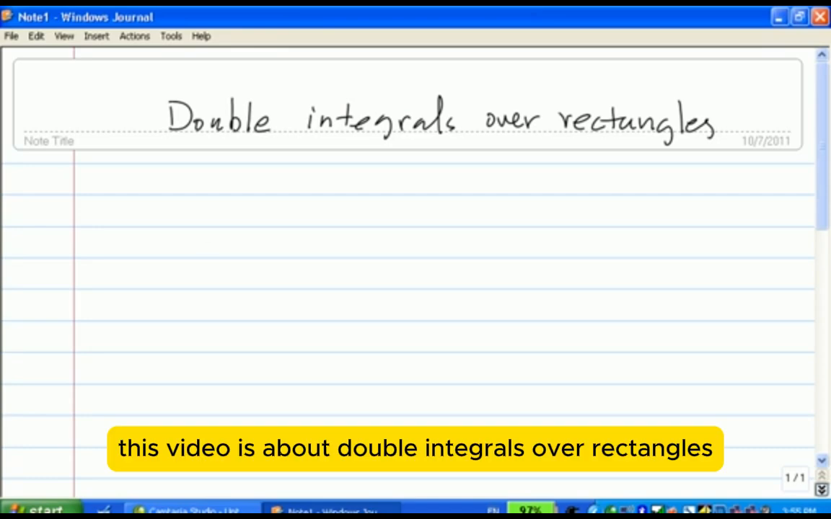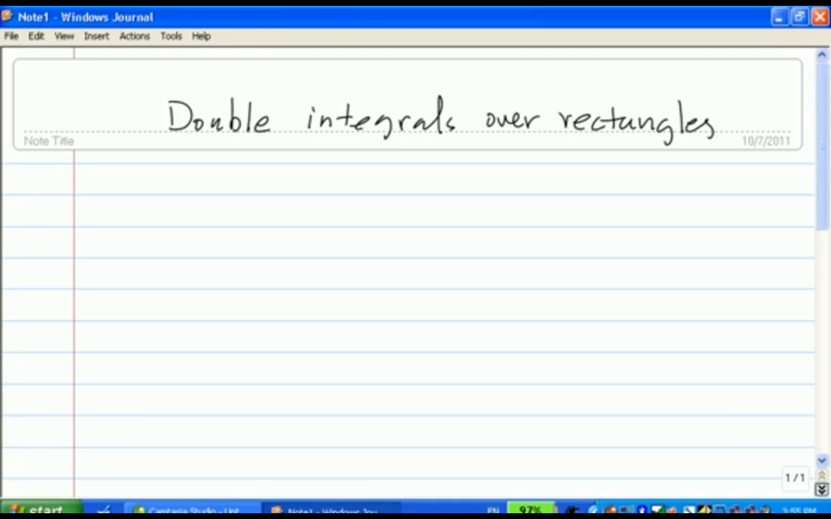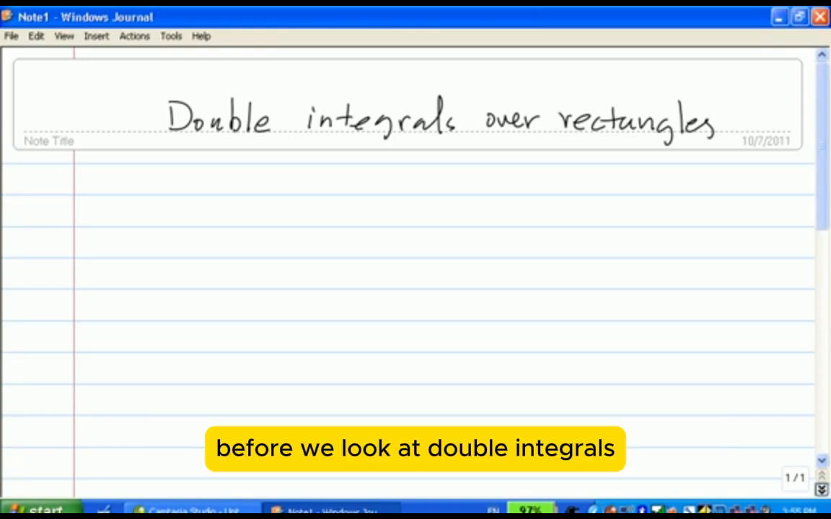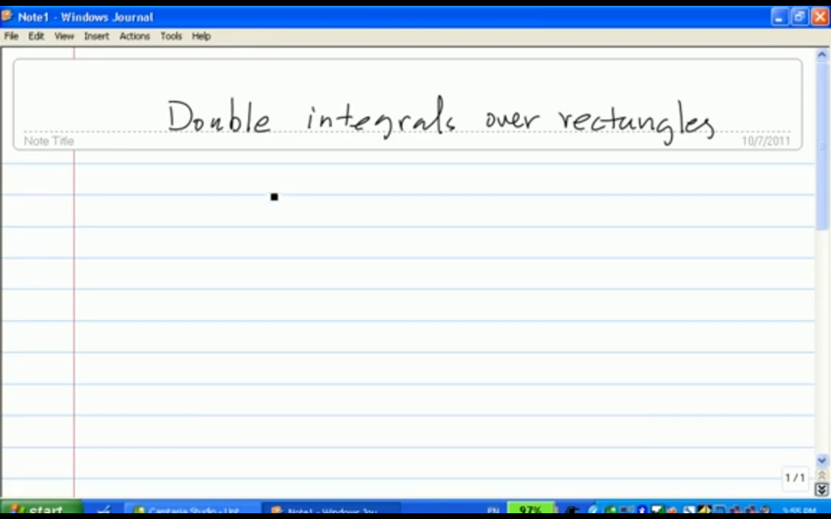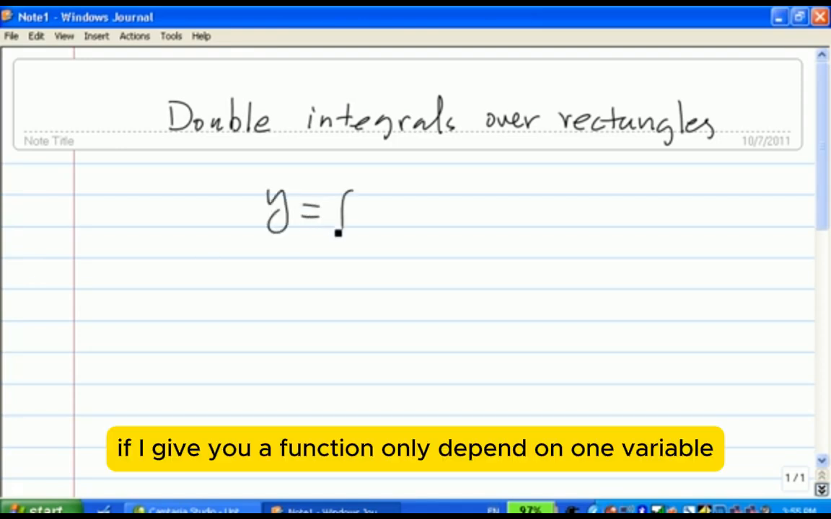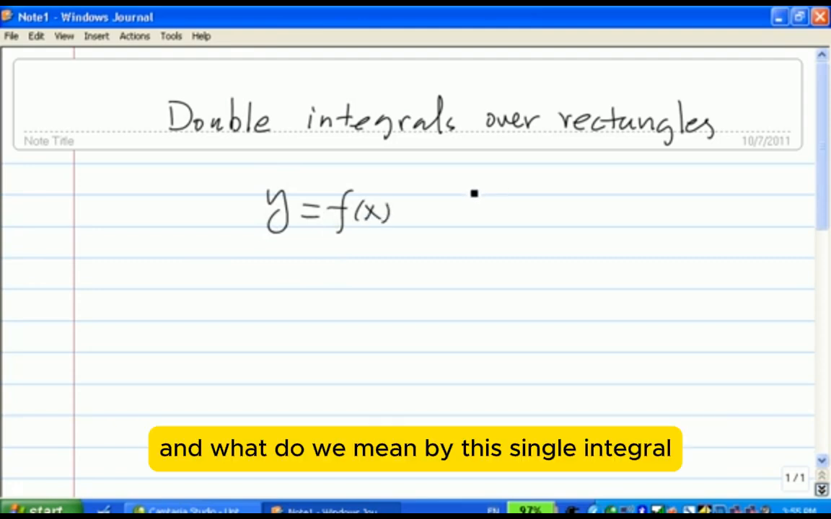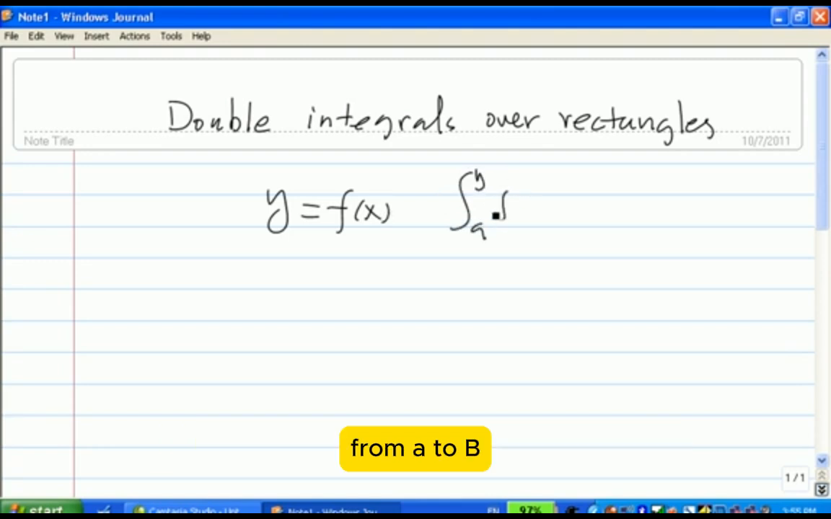This video is about double integrals over rectangles. Before we look at double integrals, let's first look at a single integral. If I give you a function that depends on only one variable, what do we mean by this? The single integral from a to b of f(x) dx.